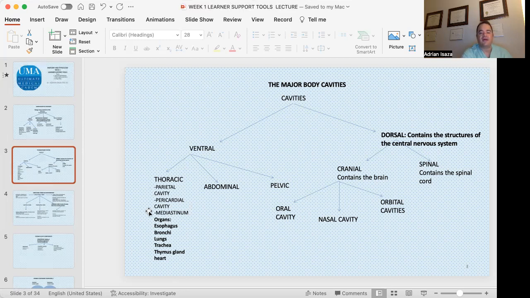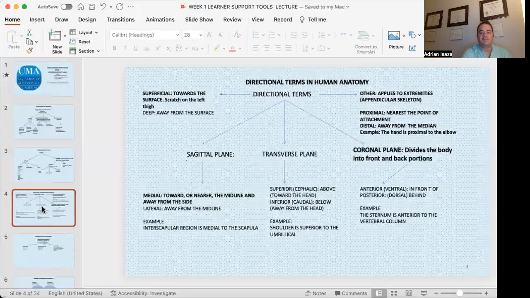And under the thoracic cavity, I wrote down some organs found in the thoracic cavity. Make sure you know that. Make sure you make a flashcard. Make sure you know it. Let's move on.